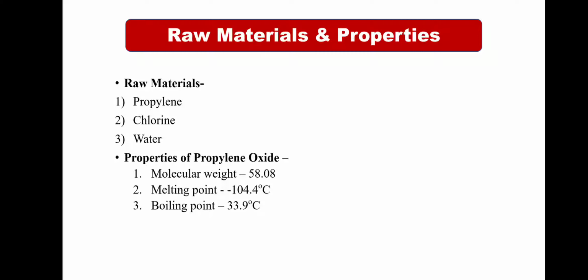Then next one, raw materials and properties. These raw materials are required for manufacturing of propylene oxide. Let's see one by one. Propylene, chlorine, water. Then properties of propylene oxide. Firstly, molecular weight 58.08, melting point minus 104.4 degrees Celsius, boiling point 33.9 degrees Celsius.